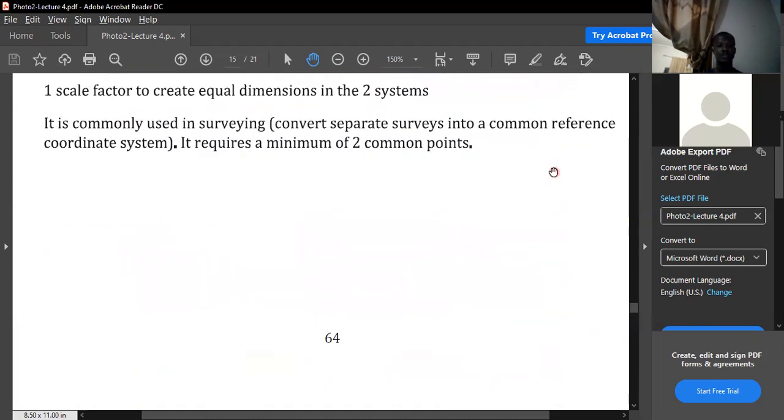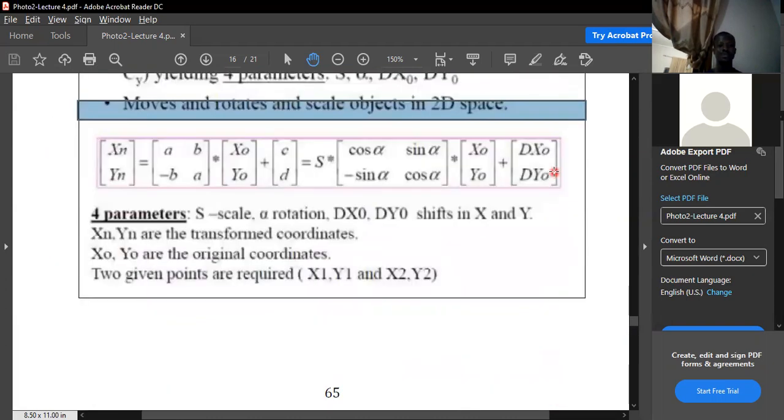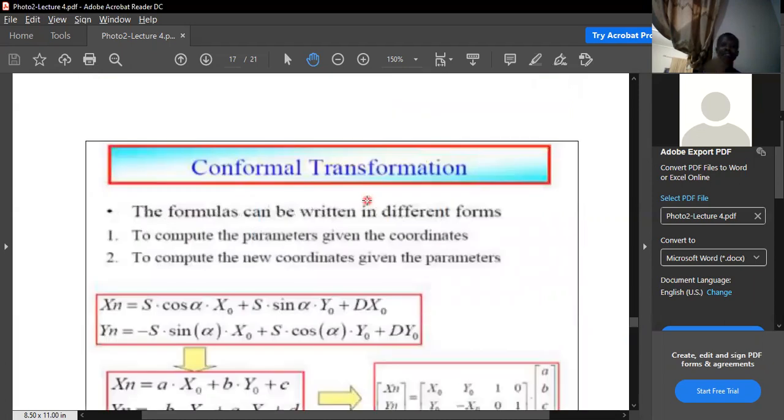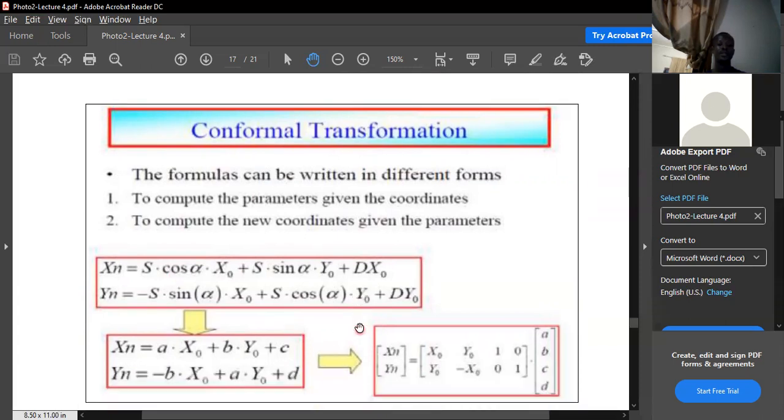Let me see if there's more we need to know. I think once you get an equation, you need to find a way to compute the parameters a, b, c, d. Like I said, when you expand it, this is what you get. There's a common scale that we need to multiply the values by before we do the shifts. Okay, and then off you go.